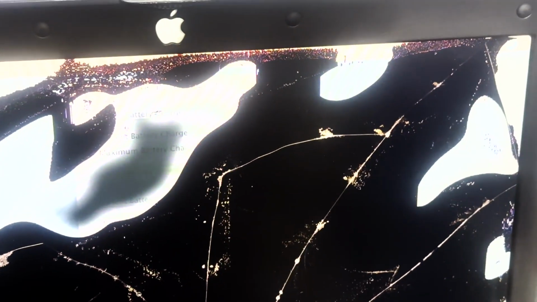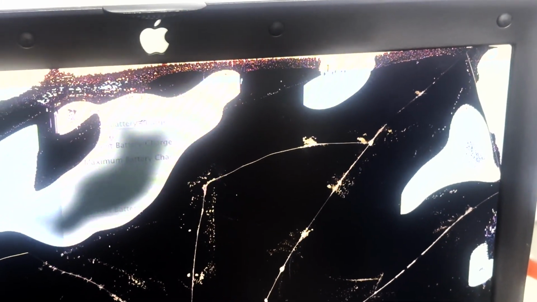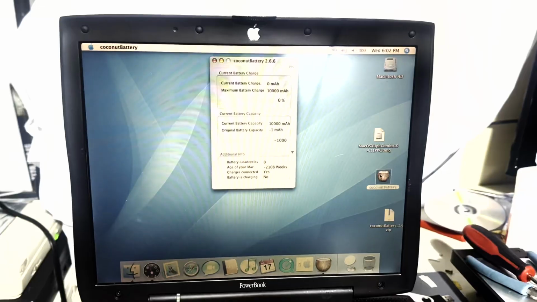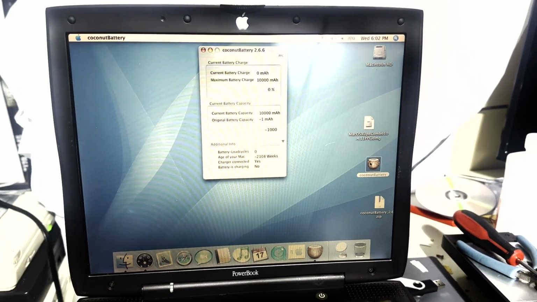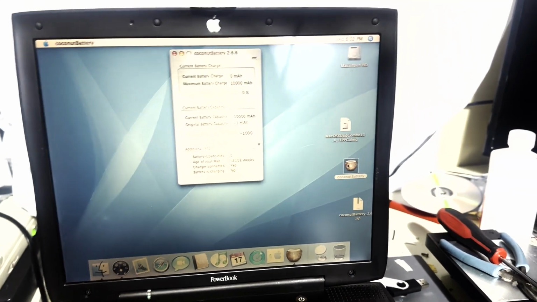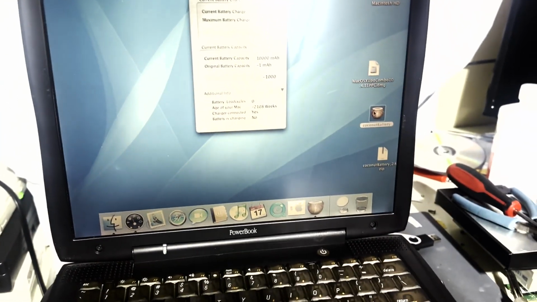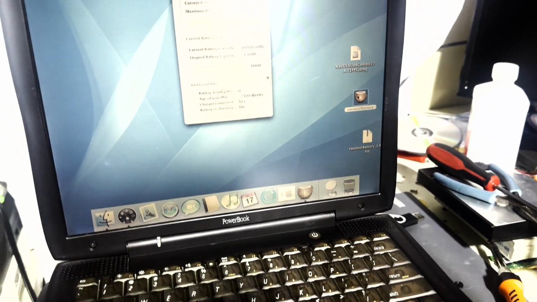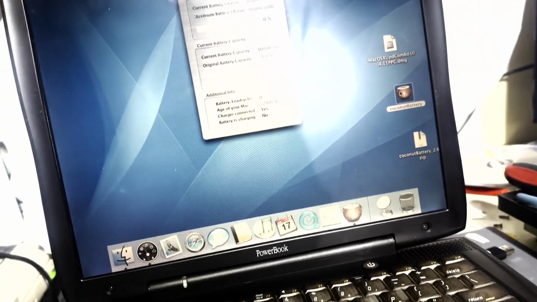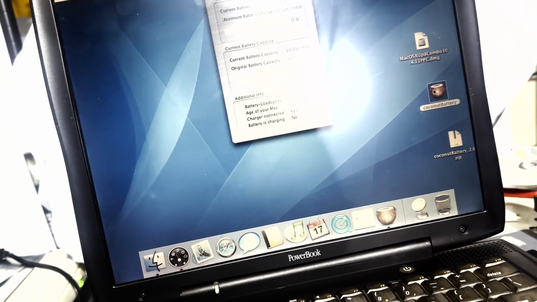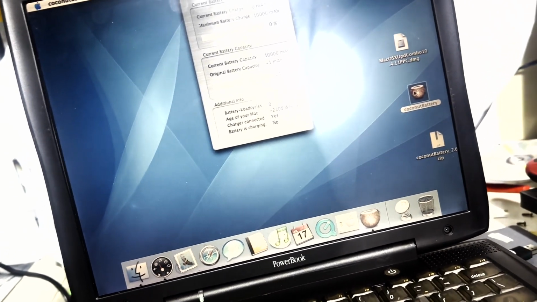So it is what it is. Hopefully it's just a bad cap or something on the DC board that's causing this. These are old computers, so it is very possible. I'm just a little bit annoyed that all three of my PowerBook G3s do this now. So it is what it is, but you can expect about 3 hours if you rebuild with the cells I use. So that's going to be it for now.